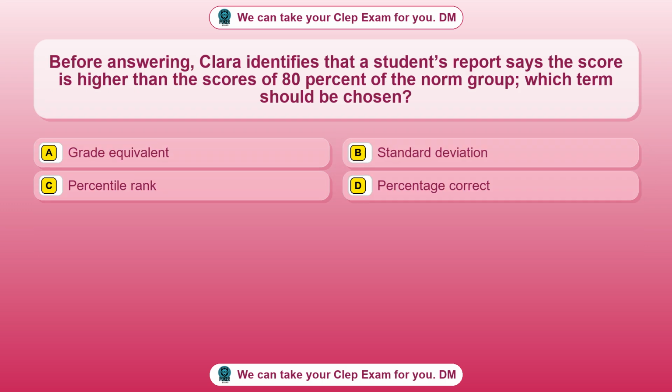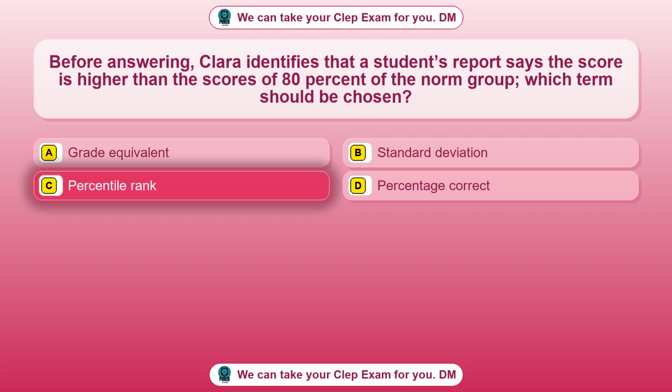Question 95. Before answering, Clara identifies that a student's report says the score is higher than the scores of 80% of the norm group. Which term should be chosen? Option A, grade equivalent. Option B, standard deviation. Option C, percentile rank. Option D, percentage correct. The correct answer is option C, percentile rank.